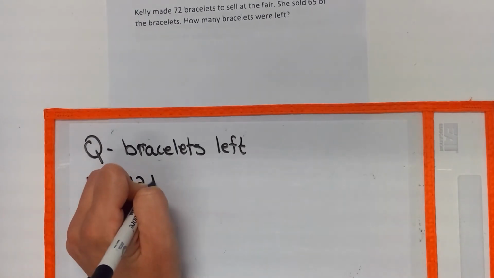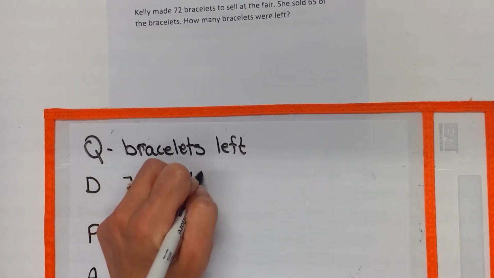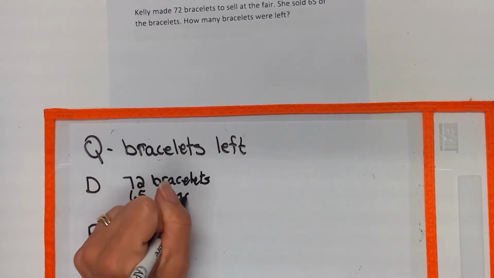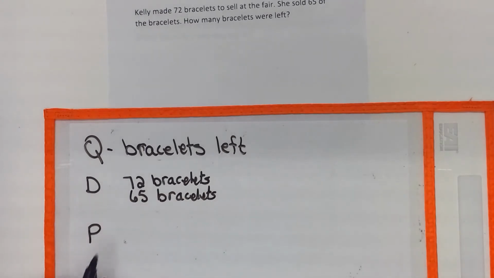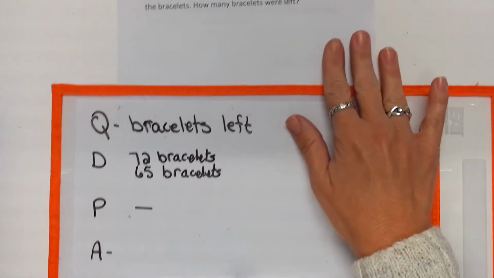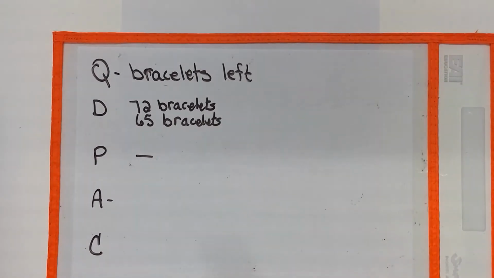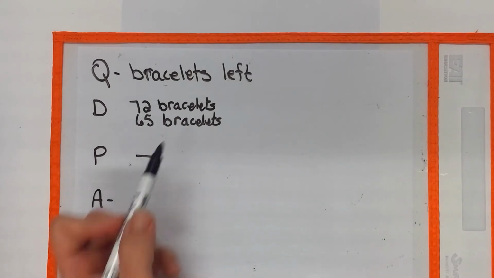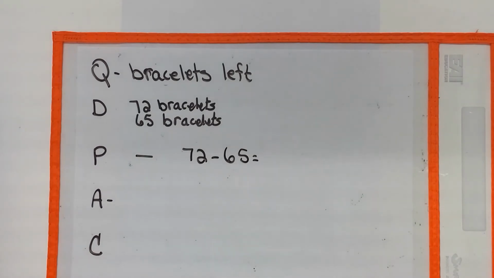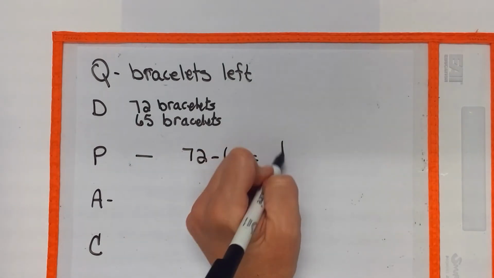Kelly made 72 bracelets, and she sold 65 bracelets. So my plan, if I had some, I got rid of some, and I'm trying to figure out what's left, hopefully the students will say, well, that's either a missing part, or it's a part-whole, or it's a takeaway. That's what I'm looking for, that subtraction part. So my plan is to subtract. The students can represent by writing a number sentence. They can also represent using the bar model.